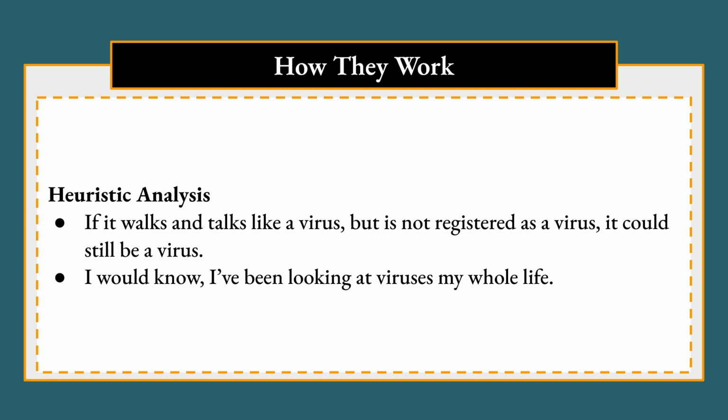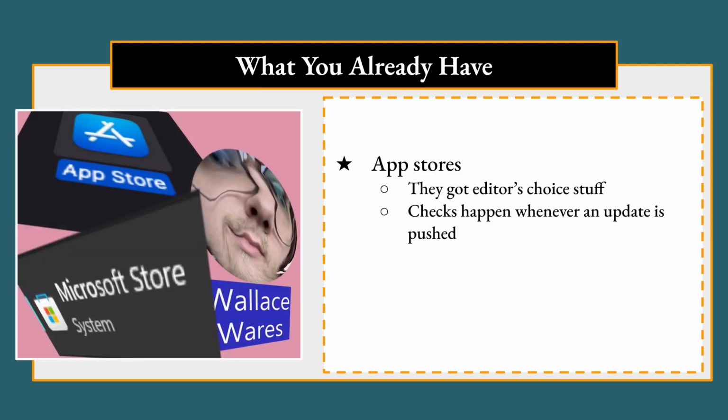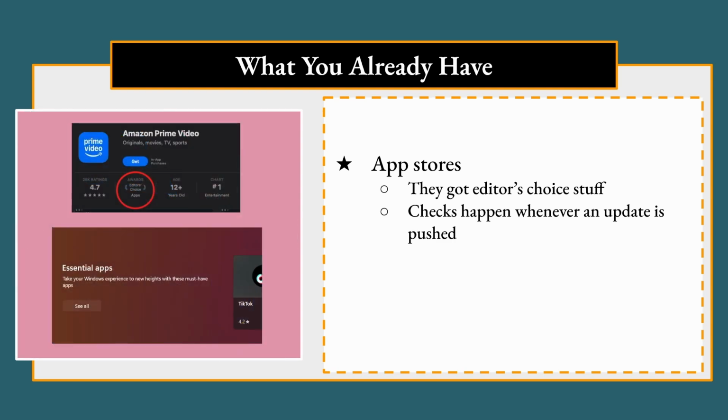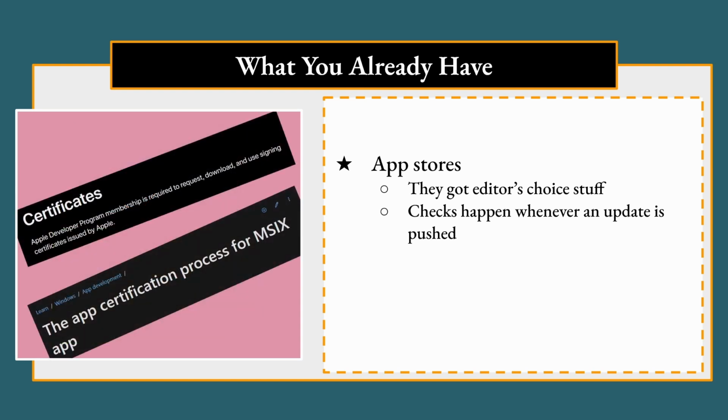I would like to take a moment right now to talk about what's already protecting users of Windows and macOS. Windows and macOS are trying to reduce the number of cases of malware in a number of ways. The first is by having their own app stores like the App Store or the Microsoft Store. These storefronts host programs with editor's choice or essential app recommendations, making it much less likely that you will accidentally download malware. These stores also secure you against malware by certifying apps before they're allowed to be hosted there, and they recheck apps whenever the developer tries to push an update.